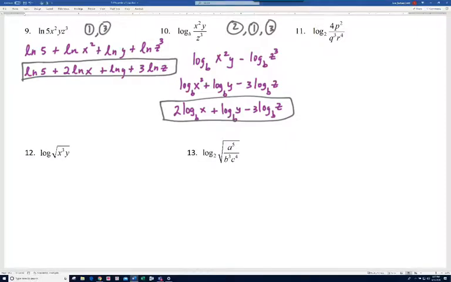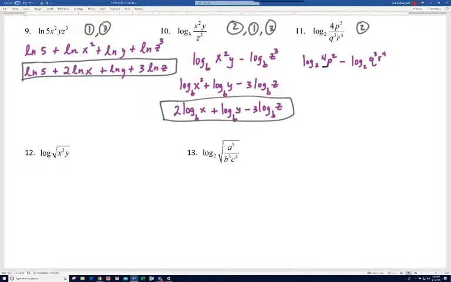Again, you're going to be using all 3 rules or properties, but the only one that you could use to start would be the quotient rule, because you definitely do have 2 things divided here. The numerator divided by what's in the denominator, even though it's more involved than that. So let's go ahead and write this as, again, we're using property 2. It'll be the log base 2 of 4p squared minus the log base 2 of q to the 3rd power times r to the 4th.